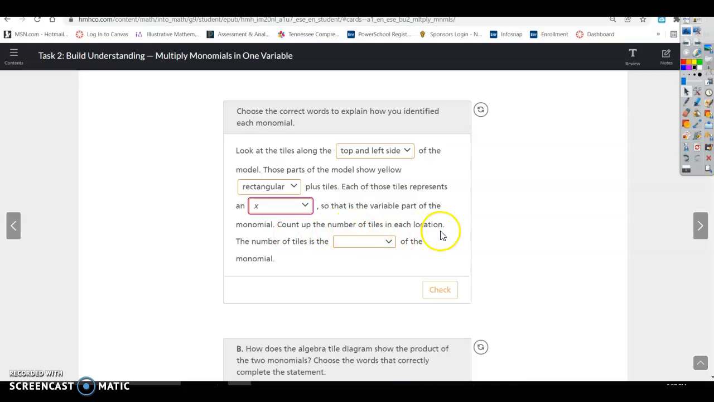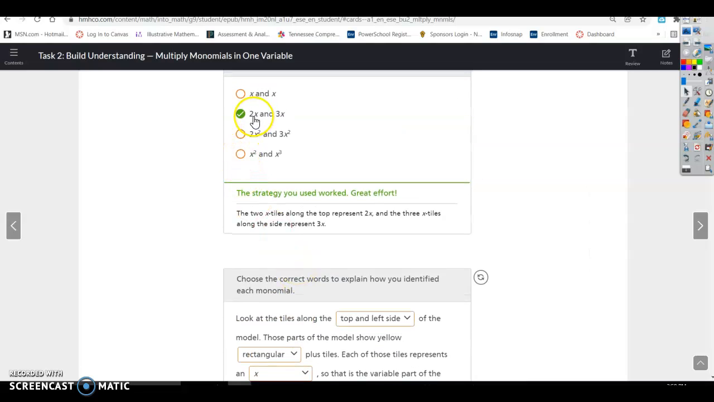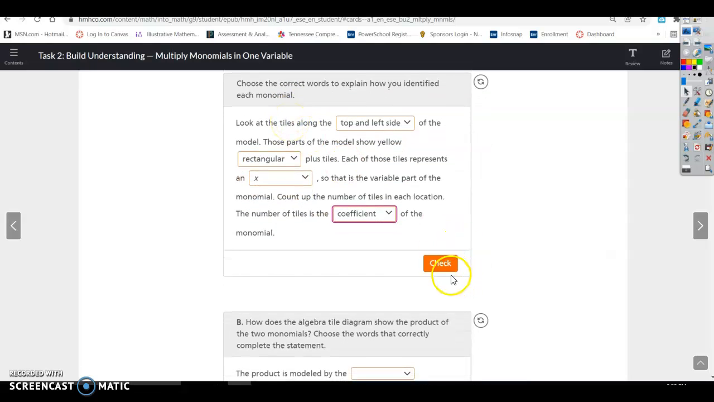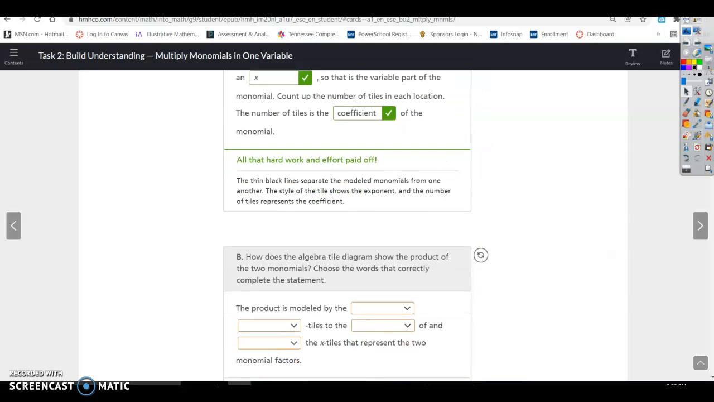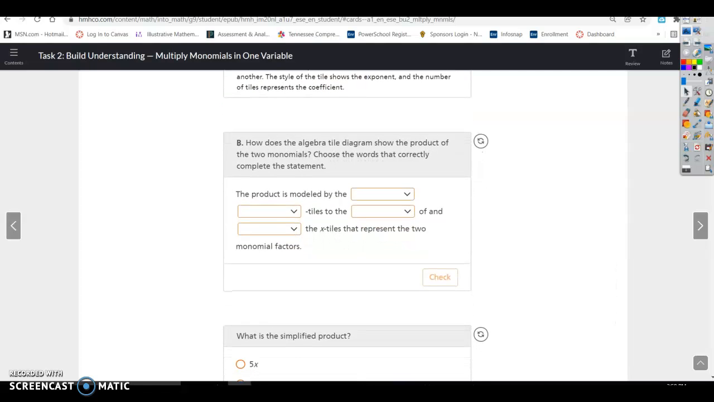Count up the number of tiles in each location. The number of tiles is the coefficient of the monomial. So remember, the coefficient is the number in front of the variable. So 2x and 3x, so the 2 and the 3 are the coefficients. All right, so how does the algebra tile diagram show the product of 2 monomials? Choose the words to correctly complete the statement.